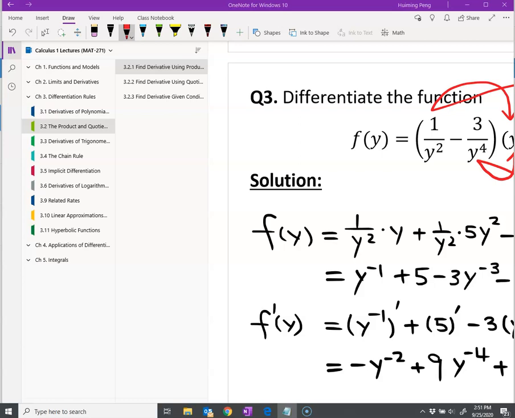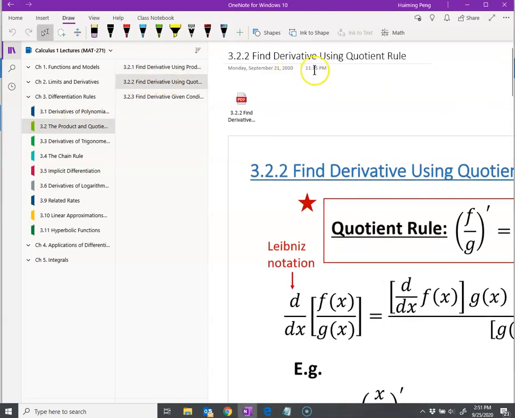In the next video, we are going to deal with the quotient rule, which is also another important rule.